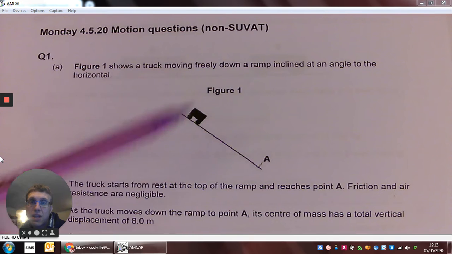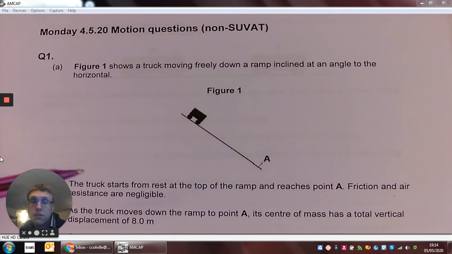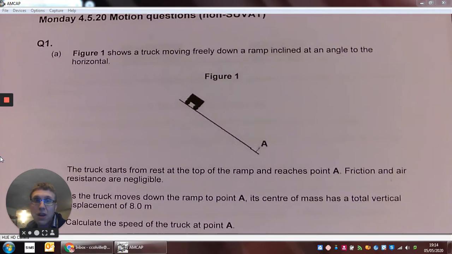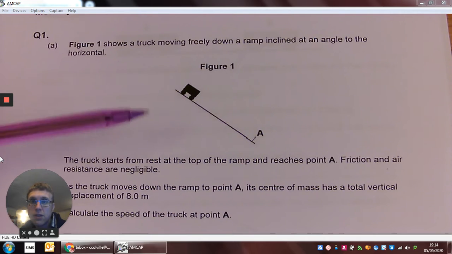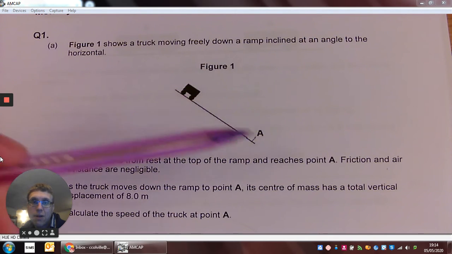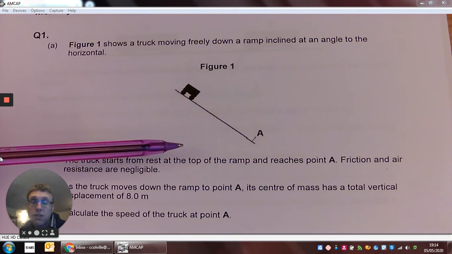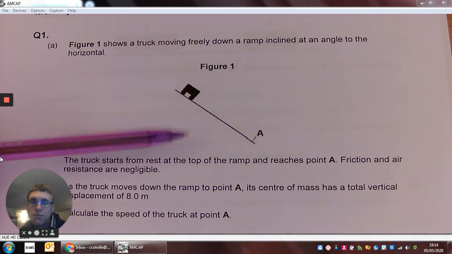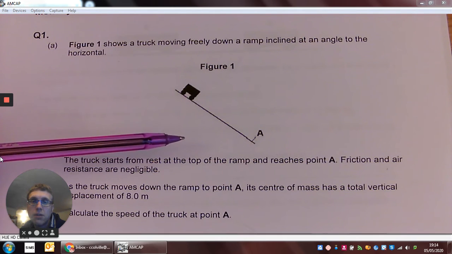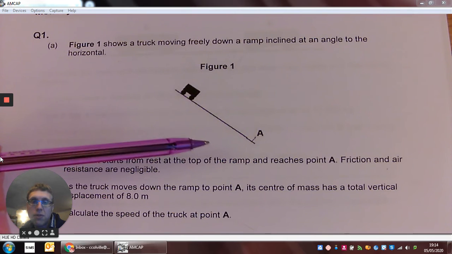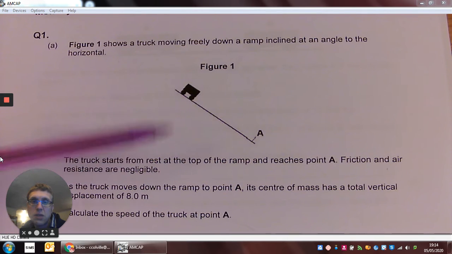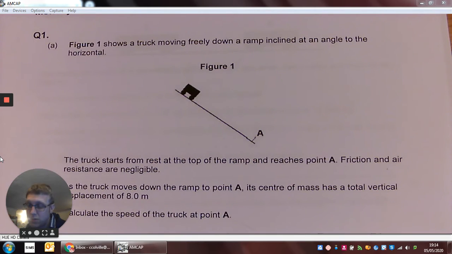So in this first question here, I mean, technically we could do this as a SUVAT equation. The problem is we just don't have enough information. So what we've got is a truck moving freely down a ramp. So there is a constant acceleration, a constant force on this thing that is some fraction of gravity, depending on the angle here. The problem we've got is they haven't given us the angle, so we don't know what the size of the force is down the slope. We don't know the acceleration, so we can't really see that.